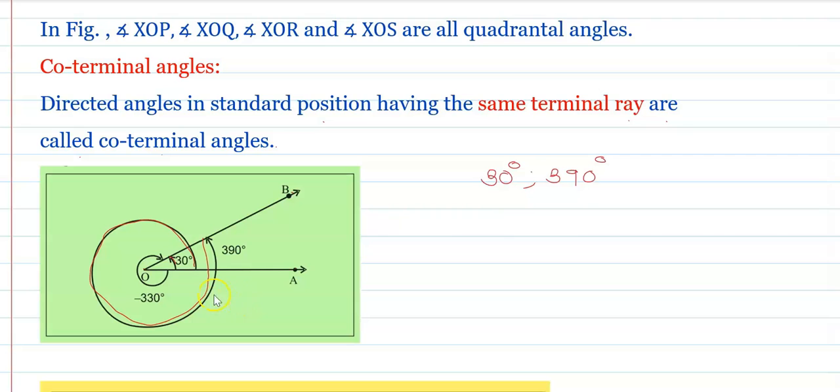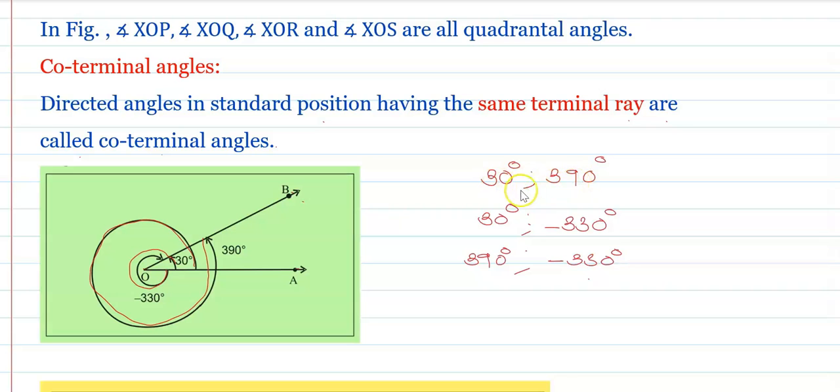If I take another angle, whose initial ray is OA and which starts in a clockwise direction, and its terminal ray is on OB, it is also co-terminal with the first one, that is 30 degrees, and this other is minus 330 degrees. The angle whose measure is 390 degrees and the angle whose measure is minus 330 degrees are also co-terminal angles.